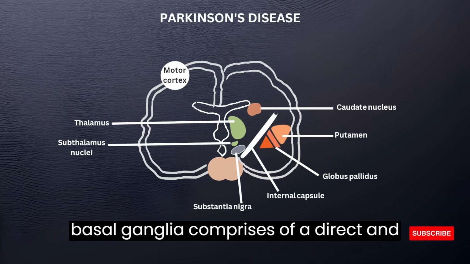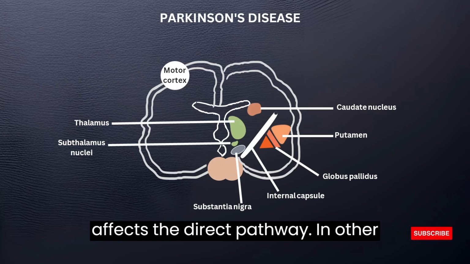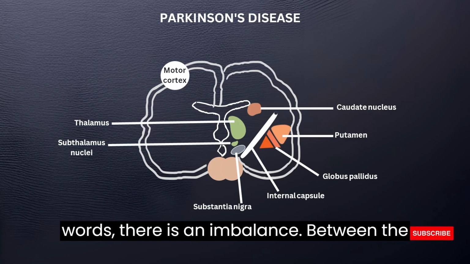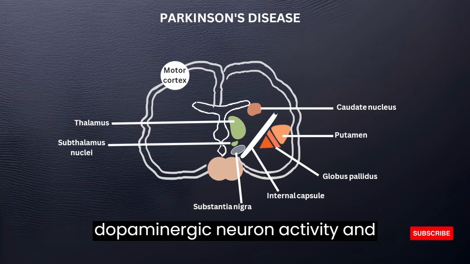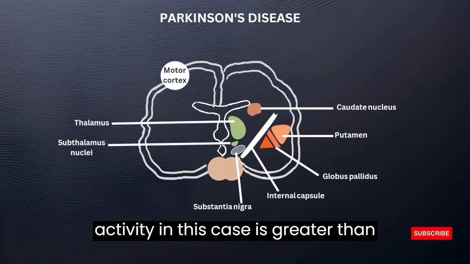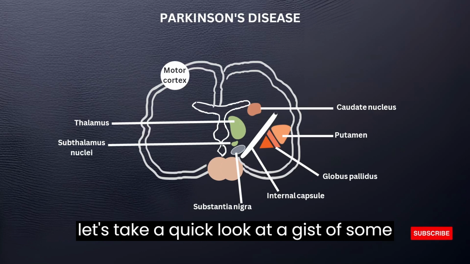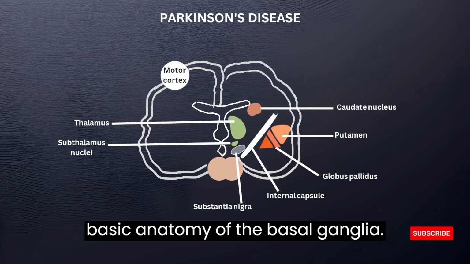The basal ganglia comprises a direct and indirect pathway, and Parkinson's disease affects the direct pathway. In other words, there is an imbalance between dopaminergic neuron activity and cholinergic activity. Cholinergic activity in this case is greater than dopaminergic activity. In the meantime, let's take a quick look at a gist of some basic anatomy of the basal ganglia.